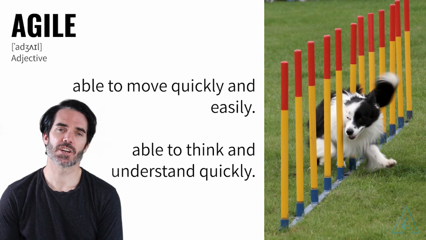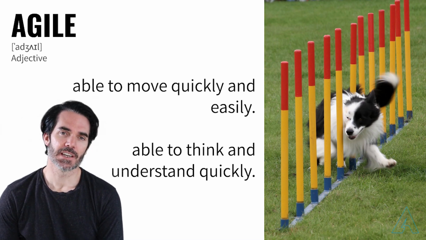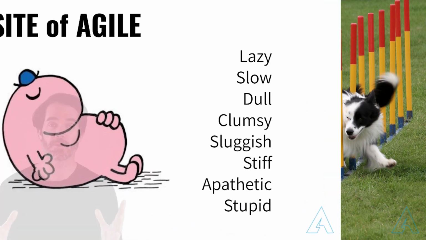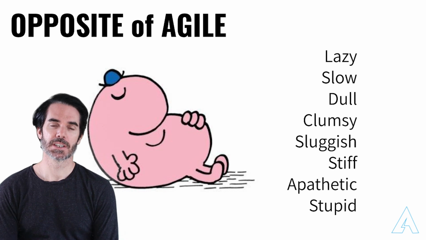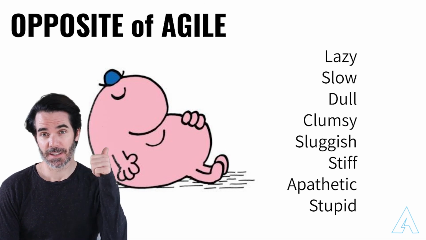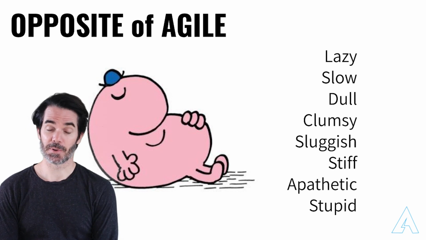For us, Agile is about getting stuff done. And more than that, it's about getting the right stuff done. Everyone wants to be Agile, because the opposite of Agile is this guy. And nobody wants to be like that.